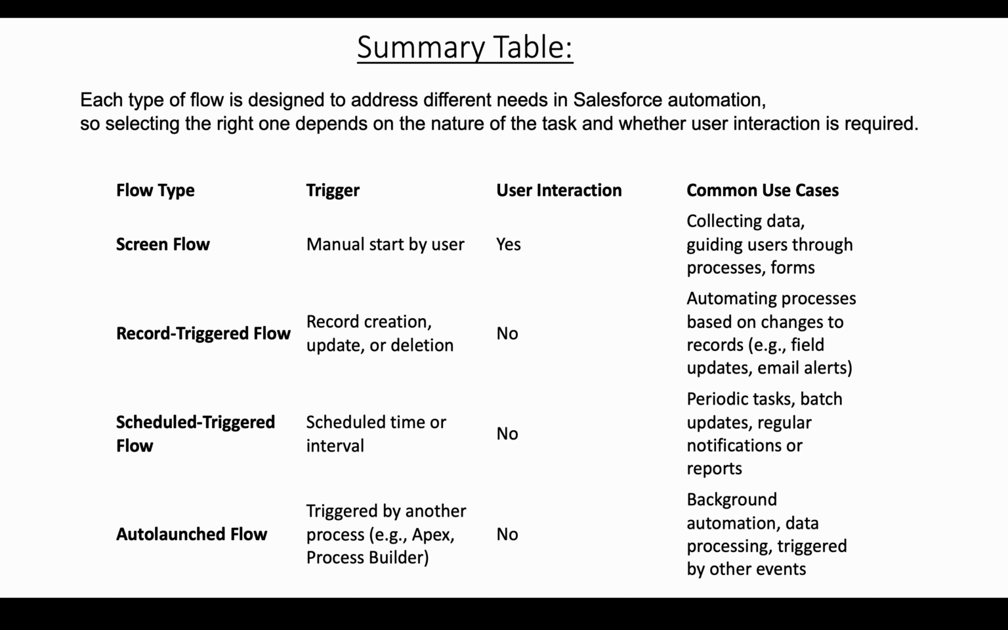Record trigger flow: record creation, update or deletion, as we discussed already. User intervention is not required. Automating processes based on changes to the record, updating, email alerts. Schedule trigger flow: it's also not required user intervention.